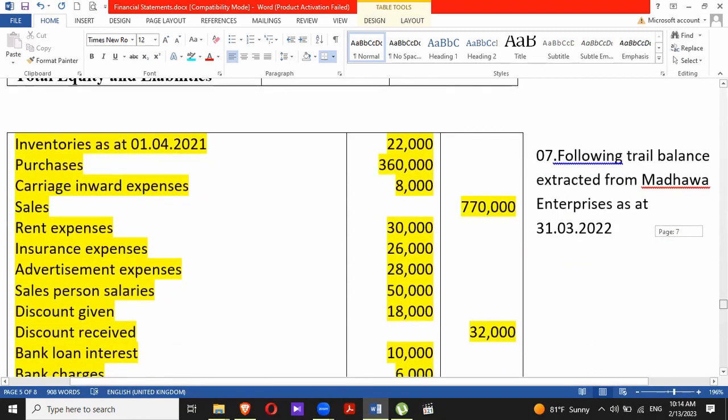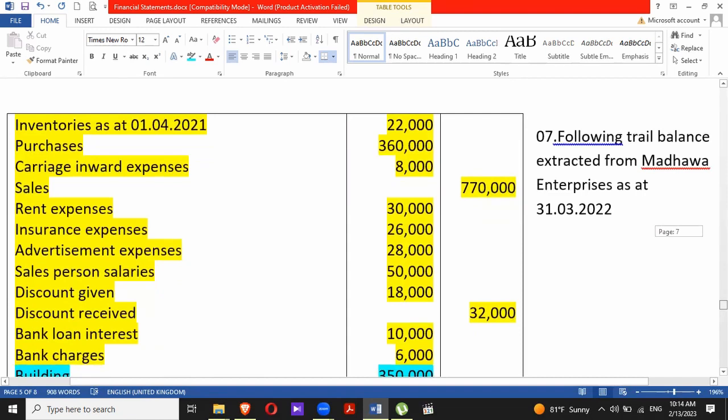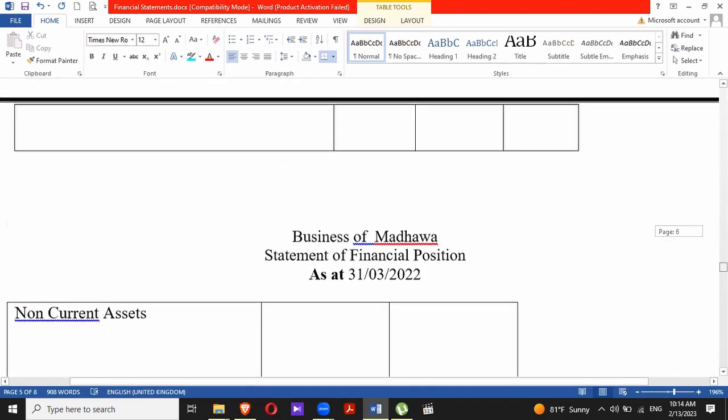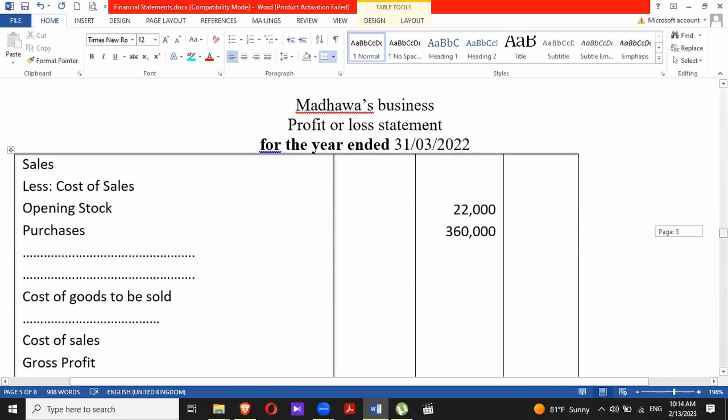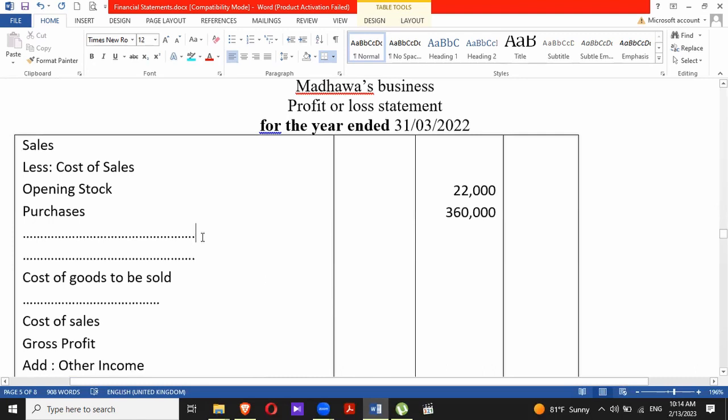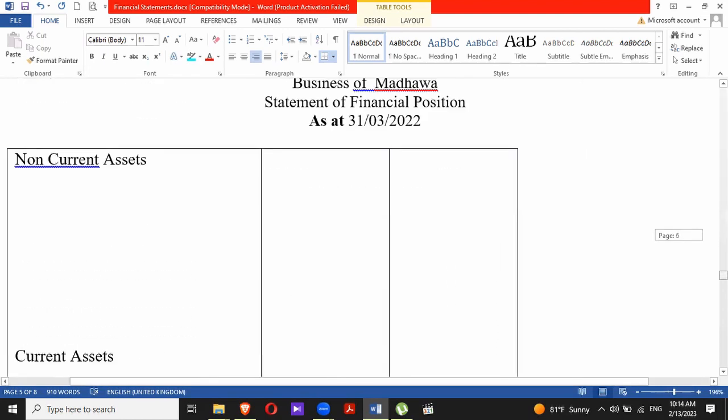So the next one, carriage inward expense 8,000. Purchase related expenses should be added to the purchases. Carriage inward is enough. Carriage inward should be added to the purchases. It should be 8,000. Likewise, you have to add. Right? Then we'll see the next one.